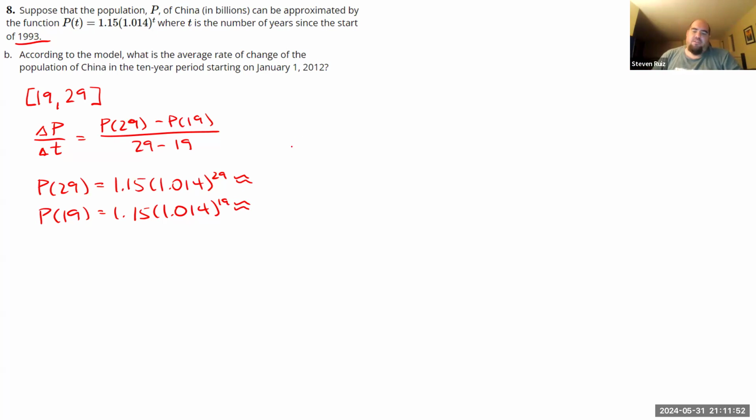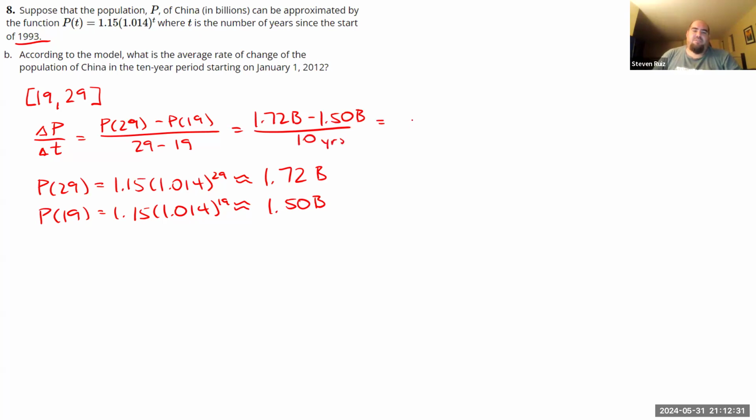So in the year 2022, the population will be about 1.72 billion. And what about in 2012? So 1.014 to the 19th times 1.15. That is going to be 1.50 billion. So our average rate of change is going to be 1.72 billion minus 1.50 billion over 10 years.